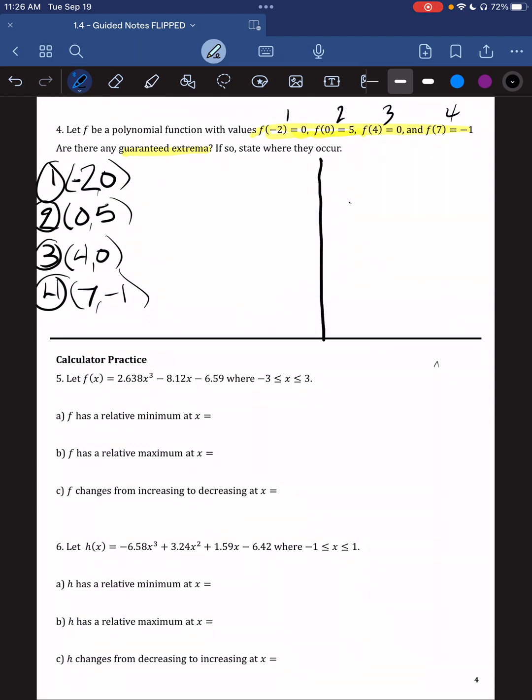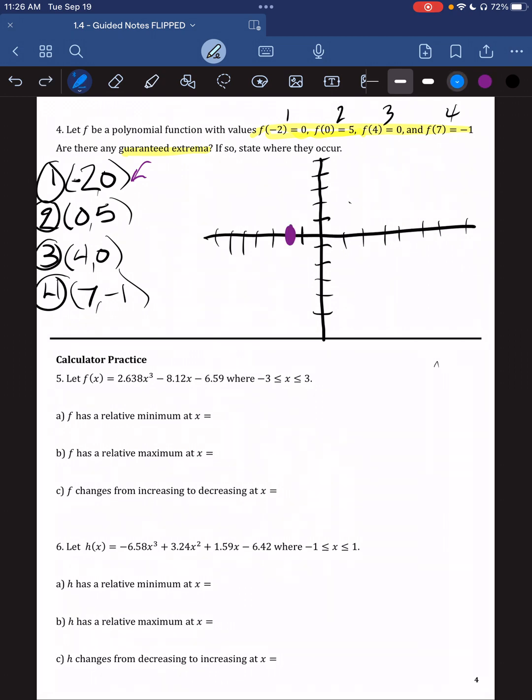Now, you could do this analytically and not graph it, but I want to show you what this is going to look like on the graph. All right, so let's just draw a little rough sketch here. It's not beautiful, that's okay. Let's look at the first point: number 1, negative 2, 0. So we count negative 2 on the x, 0 on the y, and that gives me that point there.